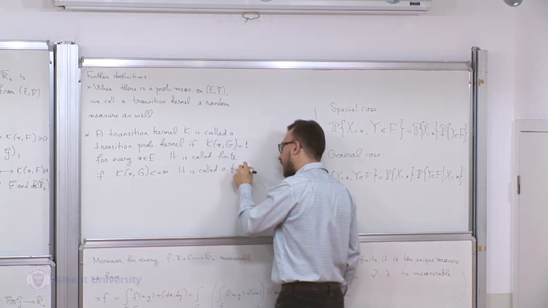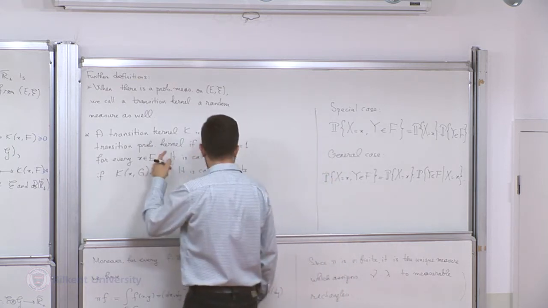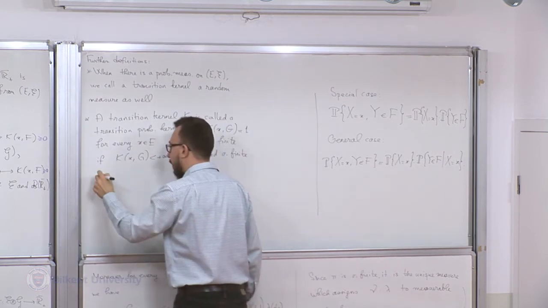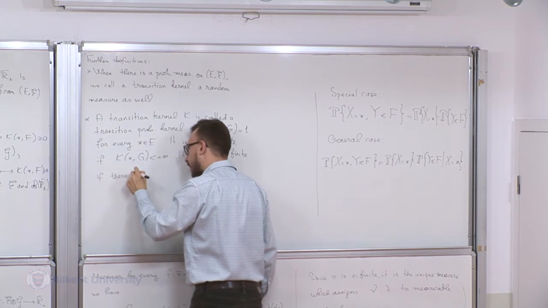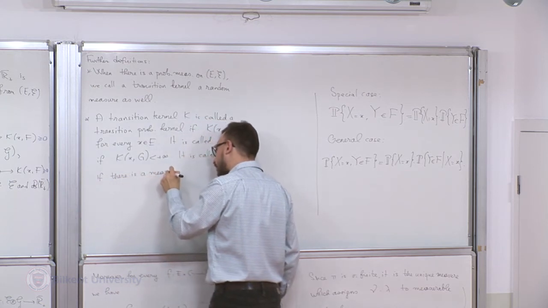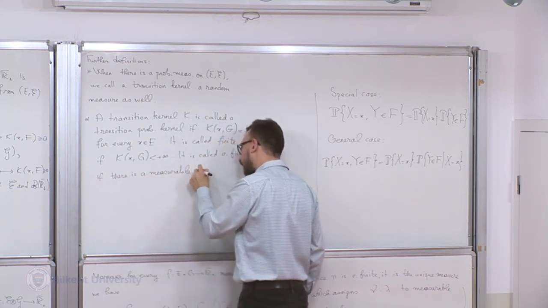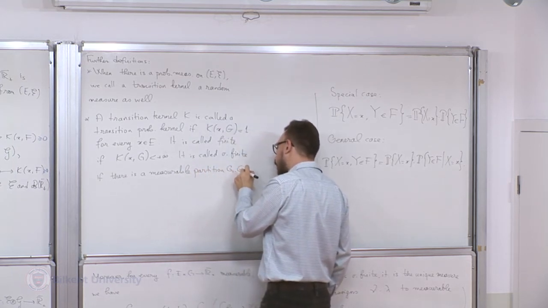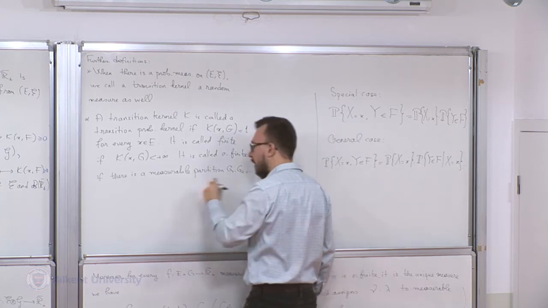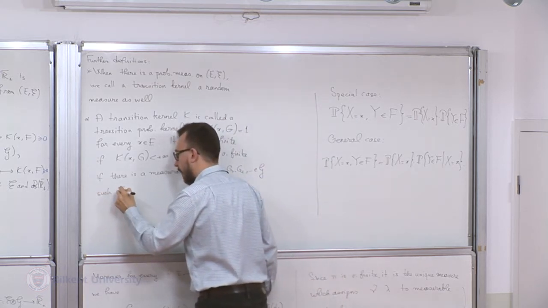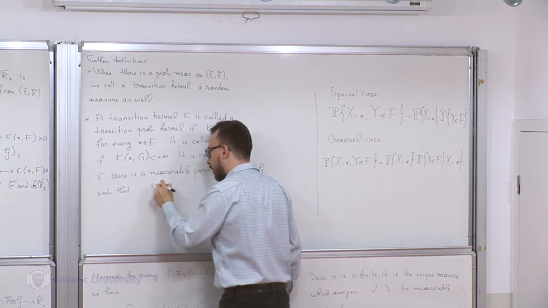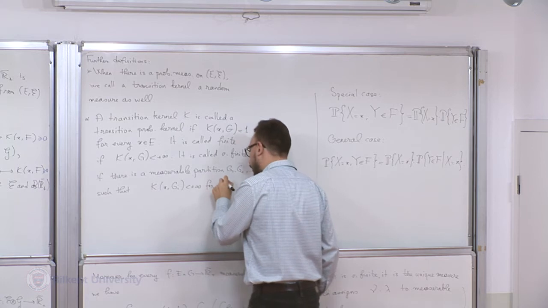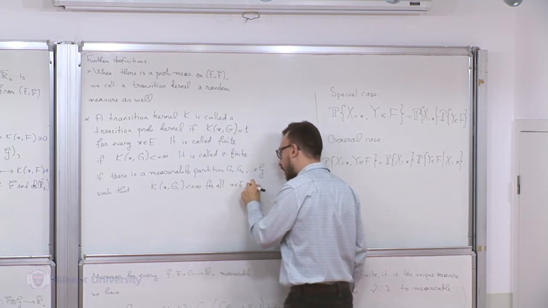It is called sigma finite, but now the partition has to be universal for all x, if there is a measurable partition G1, G2, etc., such that K(x, Gi) is finite for all x and i.